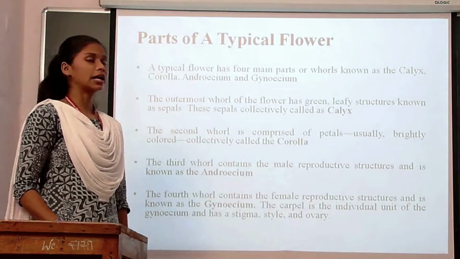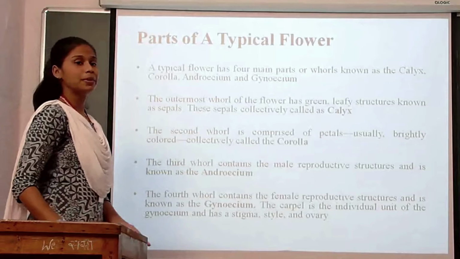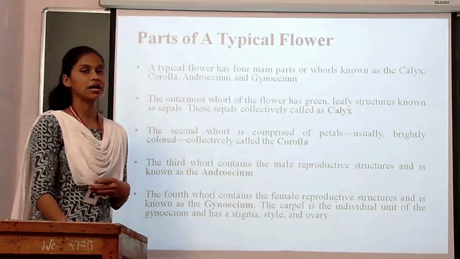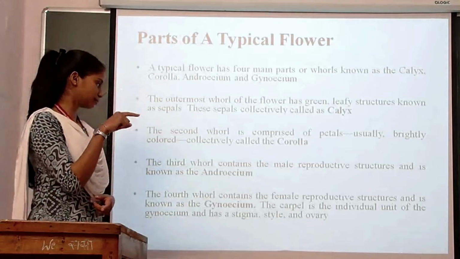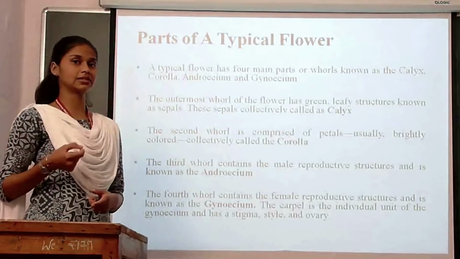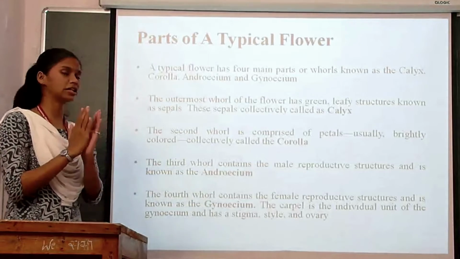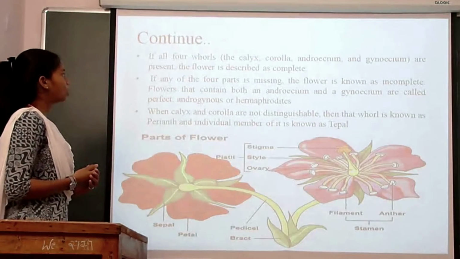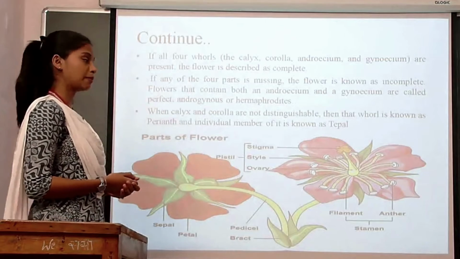The individual part of the gynoecium is known as carpel, or it is called pistil, and this carpel consists of three parts, that is stigma, style and ovary. Stigma is the uppermost part of the gynoecium, style is the slender stalk, and the basal swollen structure is known as ovary.